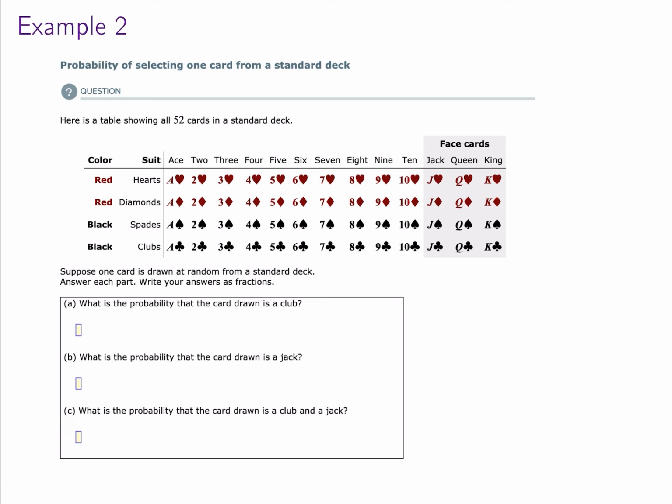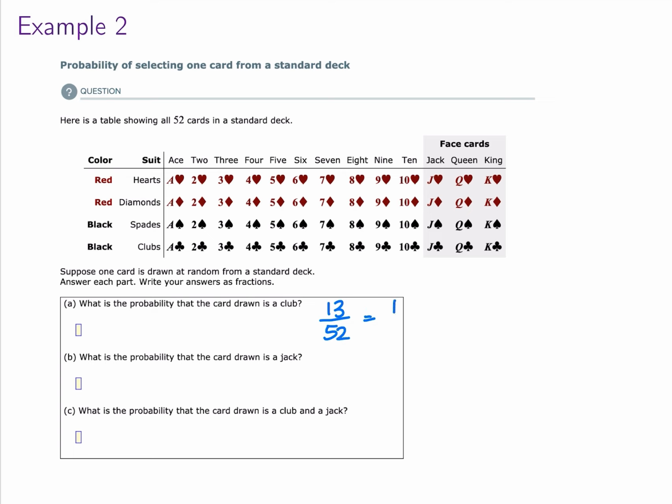What is the probability that the card drawn is a club? Well, a club is going to be this last row here, the clubs row. Notice there's 13 clubs out of the total 52 cards. So the probability we draw a club is 13 out of 52.